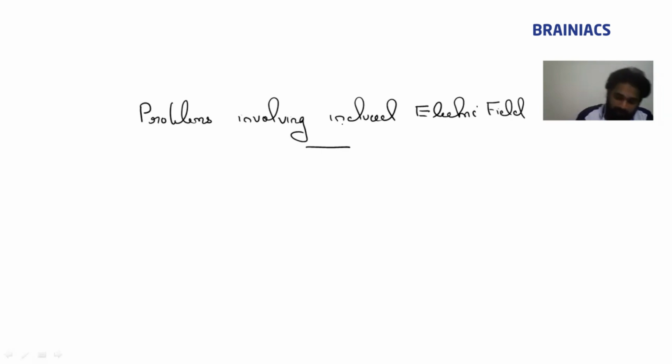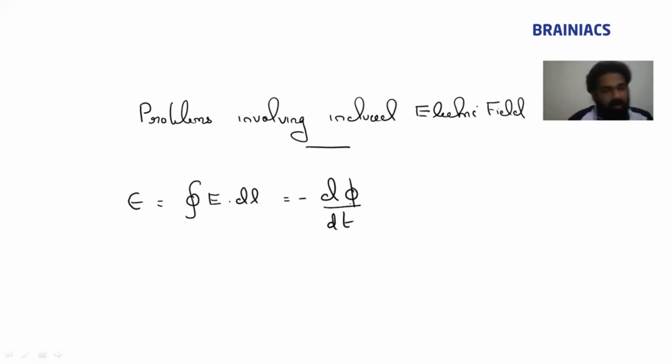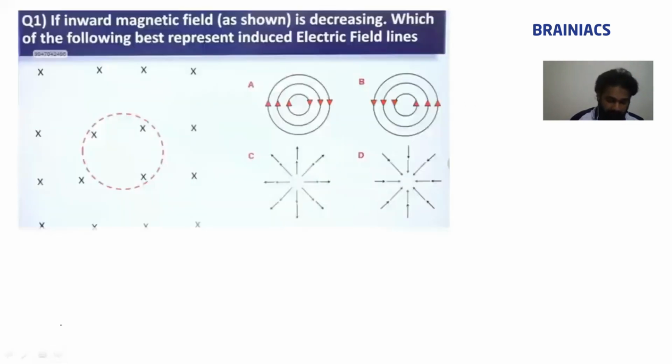The formula we learned, giving the relation between induced electric field and EMF, is nothing but the closed line integral of E dot dl, which is equal to minus d phi by dt. By doing problems we will understand how to use this formula. So let us move to the question.